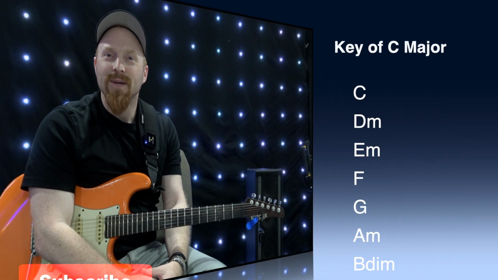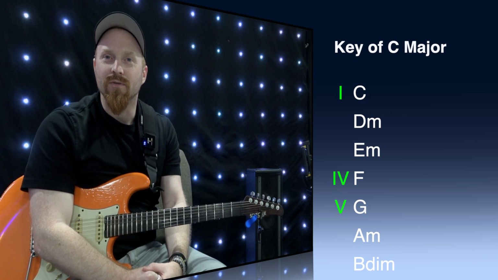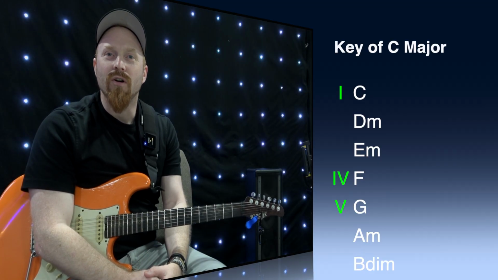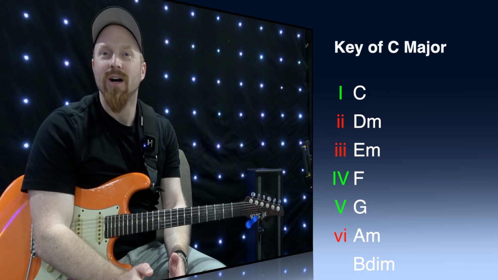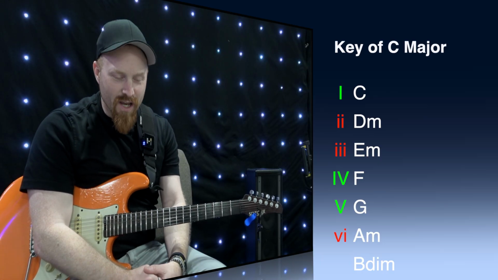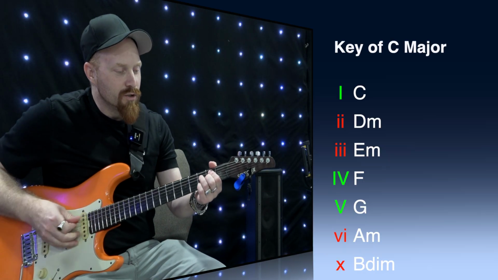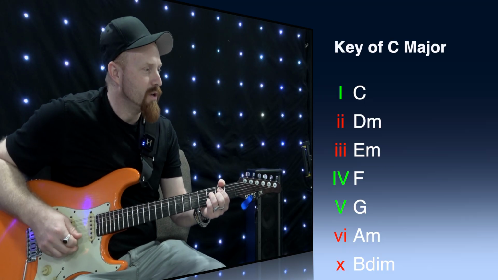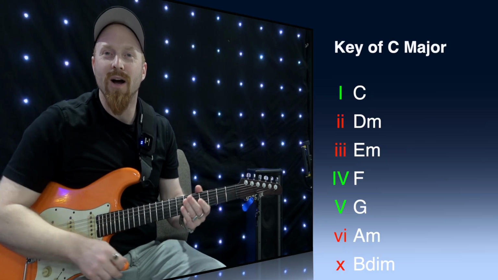In the key of C major, our major chords are the 1, the 4, and the 5 chords. So that's C, F, and G. And the minor chords are the 2, 3, and 6 chords, and that is D minor, E minor, and A minor. The B diminished we're going to leave out. Why? Because a B diminished chord is a tense sounding chord. So when I play that chord, it's very tense. You're not going to hear that in a lot of pop music.